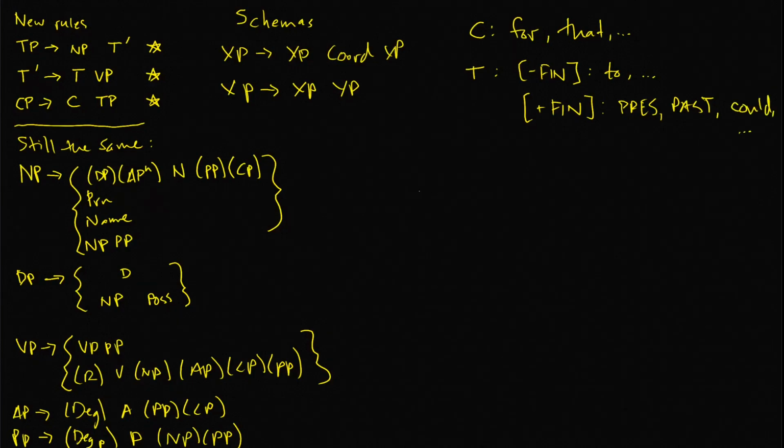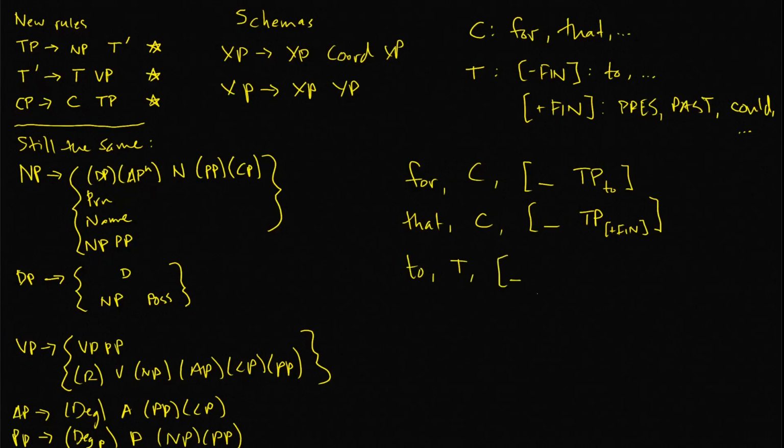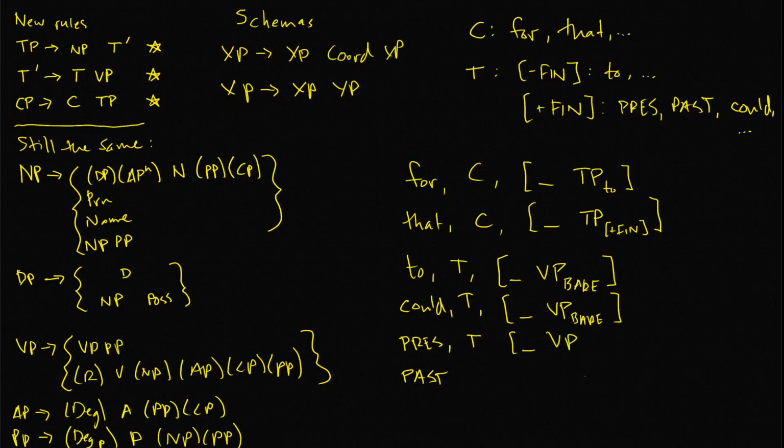And we talked a little bit about subcategorization frames for the new complementizer. It subcategorizes for a TP that's headed by "to", whereas "that" subcategorizes for a TP headed by any of the plus finite heads. The new T head "to" subcategorizes for a VP that's headed by a bare verb in the bare form. This is similar to the modal T heads like "could", that also require a VP headed by a bare verb. But these are different from the present and past T heads. Present requires a verb phrase headed by a verb in the present form, and past requires a verb phrase headed by a verb in the past form.